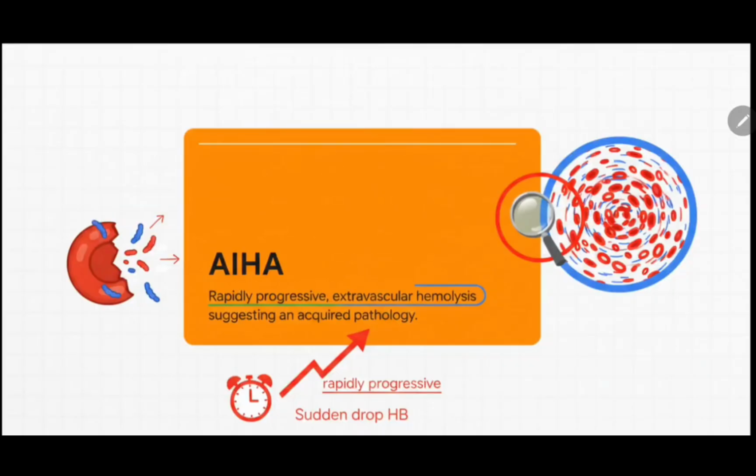Now, what exactly is the core definition of autoimmune hemolytic anemia, or AIHA? Listen carefully here. It is a rapidly progressive anemia, and the hemolysis is primarily extravascular. When you see a patient in a clinical scenario presenting with a sudden, rapid drop in their hemoglobin, it strongly suggests an acquired pathology like AIHA. Mark these buzzwords down in your notes right now. Rapidly progressive and extravascular. Clear?